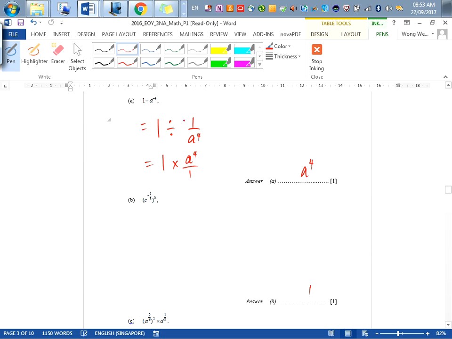One divided by this one, right? Do you agree with this step first? No, you don't agree. Okay. See, this is 1 divided by a power 4. I haven't changed anything yet. But I can rewrite it as 1 over a power 4. This is the same. Now, instead of 1 divided by a fraction, in primary school we always change it to 1 multiplied by, right? So what do we do? A power 4 over 1. Then this will give me a power 4.